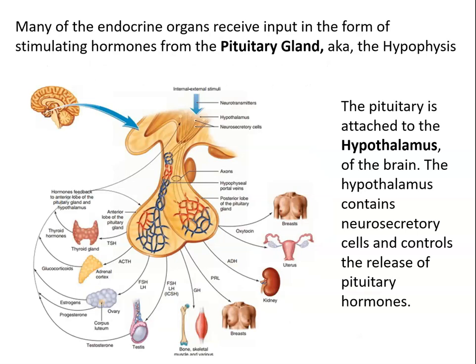Many of the other endocrine organs that were shown in that original diagram a couple of slides back receive input in the form of stimulating hormones from the pituitary gland. Therefore, the pituitary is sometimes called the master gland. It is attached to the hypothalamus, shown in this diagram at a little bit higher mag than the previous slide. And the hypothalamus, in turn, contains neurosecretory cells and controls the release of the pituitary hormones.